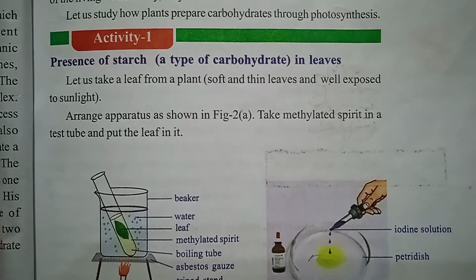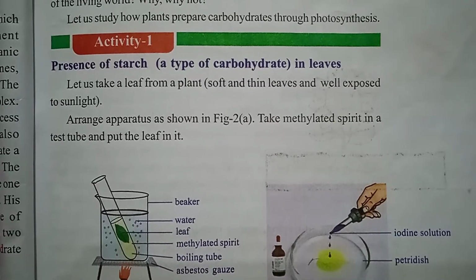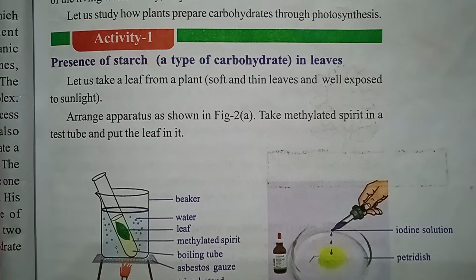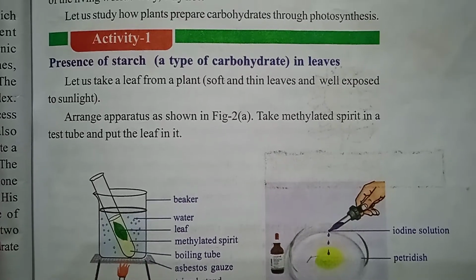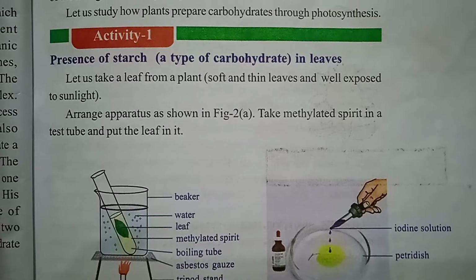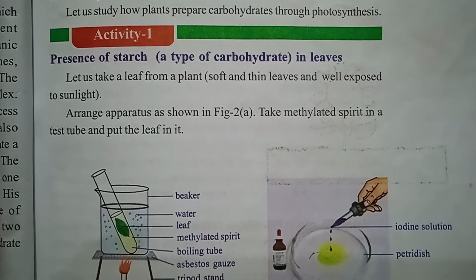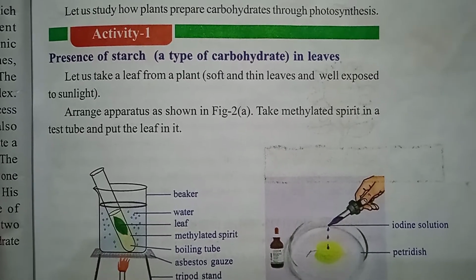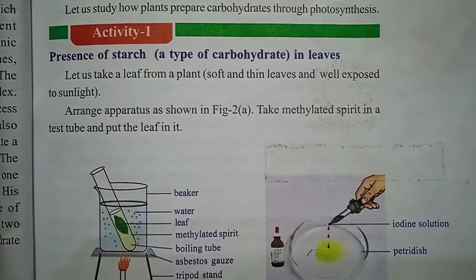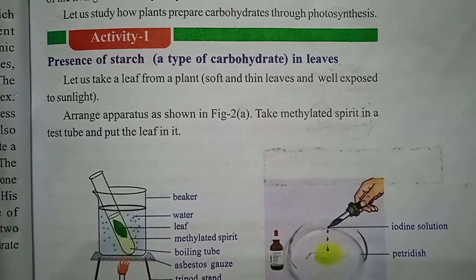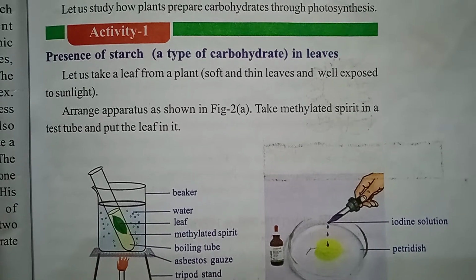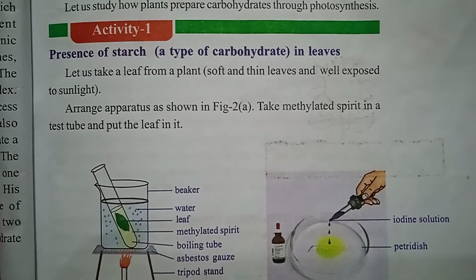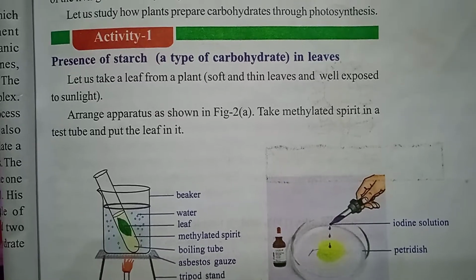So here in activity 1, we are doing the activity to know the presence of starch in a leaf. Each and every activity has its own aim. The aim of this activity is to study the presence of starch in leaves. Second step, material required.